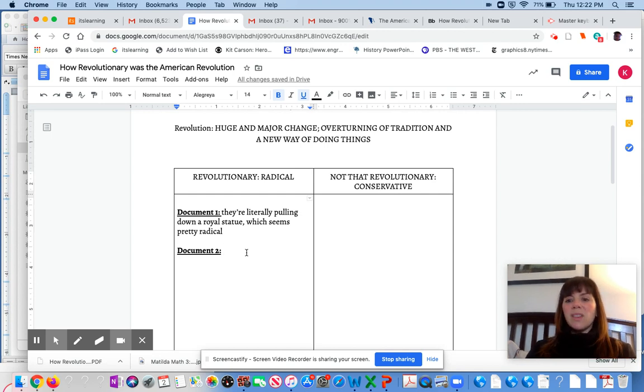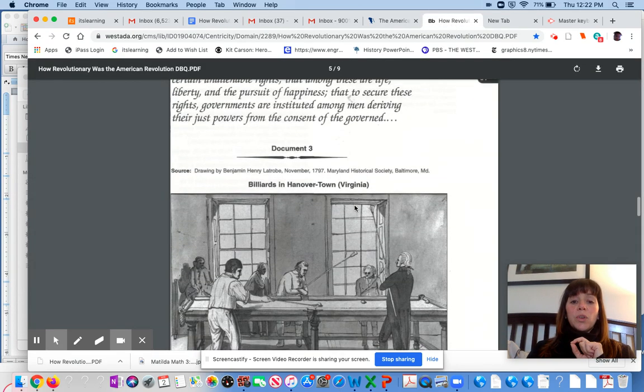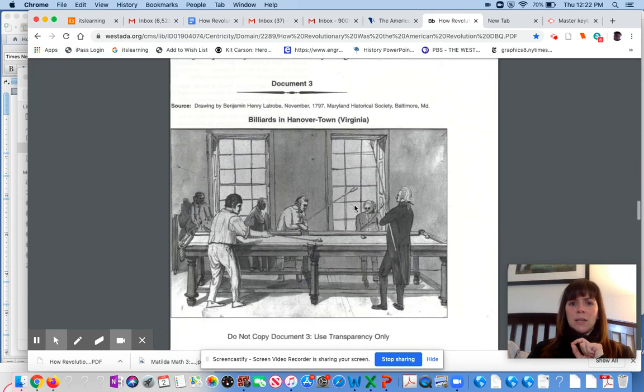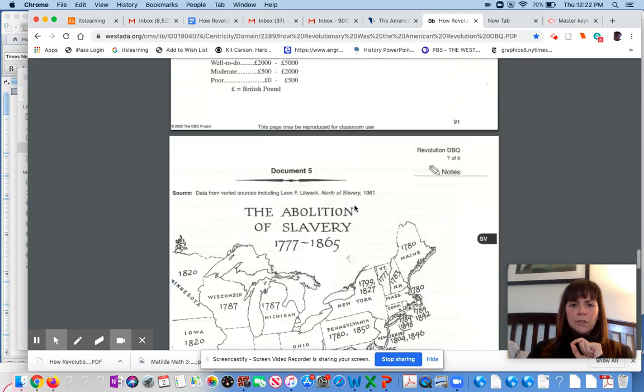Let's go try to find one that you're like, that's not really radical at all. Okay, let's go try to do one of those. All right, let's get into, I think, one of the more complicated sources, which is this one. It's a little bit hard to see. We'll do document 3, and I'll do 4 because it can be a little bit confusing.